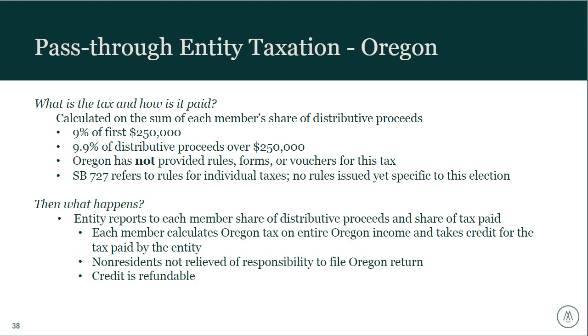And here is another major difference between California and Oregon. In Oregon, the credit for the individual share of the tax paid is refundable. So if the entity paid tax on behalf of a member of $100,000, but the member, for whatever reason, has Oregon tax of $90,000, then that $10,000 is refundable. That's another big difference between Oregon and California.